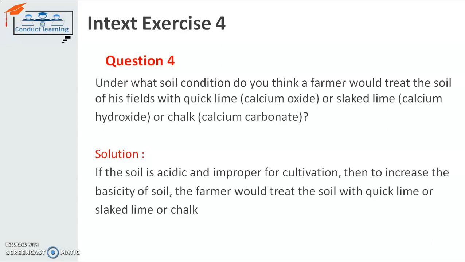If you are treating a bad soil with a base, that means the bad soil is acidic in nature, because we only treat acid with a base. Here we are using a base to treat the soil, so that means our soil is too acidic. So that's why we need a base like calcium oxide, calcium hydroxide and calcium carbonate, so that it will reduce its acidic nature and become neutral or become basic.